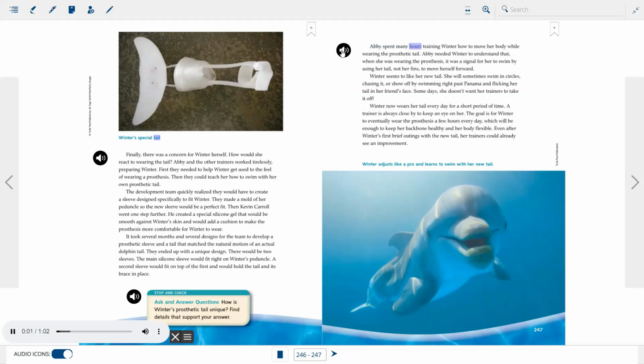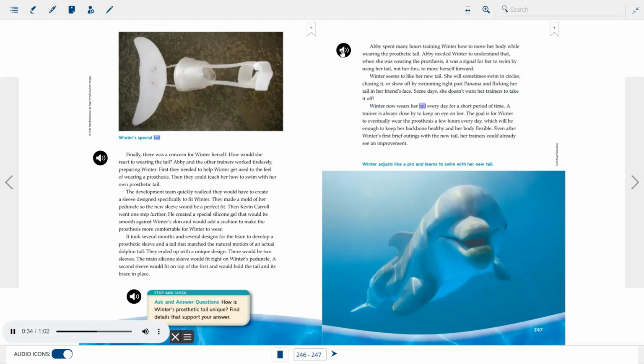Abby spent many hours training Winter how to move her body while wearing the prosthetic tail. Abby needed Winter to understand that when she was wearing the prosthesis, it was a signal for her to swim by using her tail, not her fins, to move herself forward. Winter seems to like her new tail. She will sometimes swim in circles, chasing it, or showing off by swimming right past Panama and flicking her tail in her friend's face. Some days, she doesn't want her trainers to take it off.